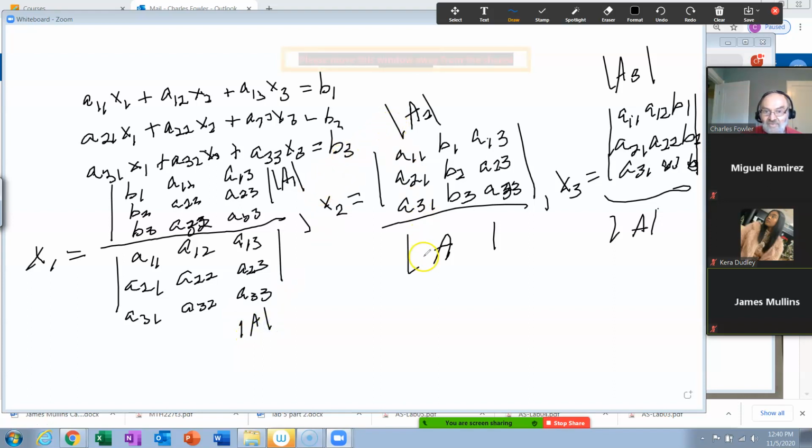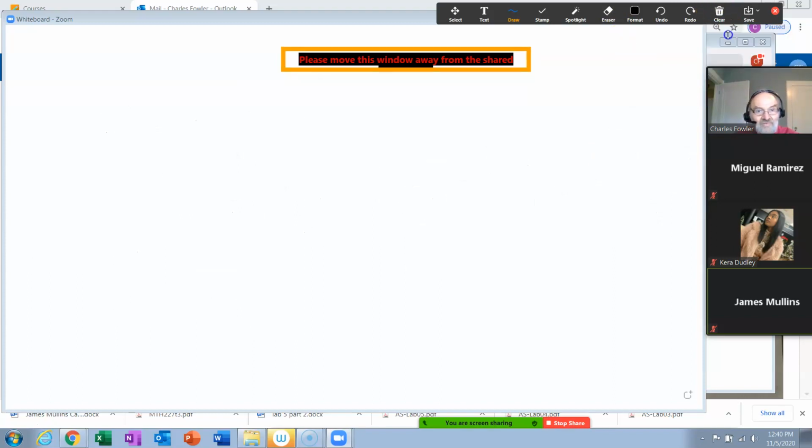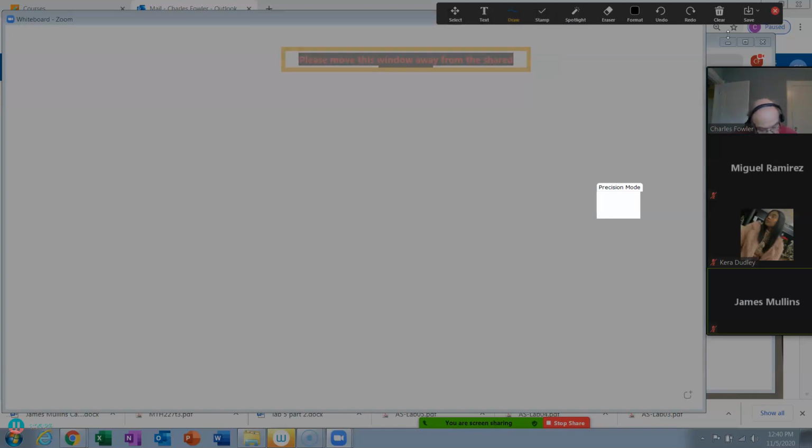x2 is the determinant of A2 over the determinant of A, and x3 is the determinant of A3 over the determinant of A. Okay, now there's one more example here of Cramer's rule. Let's see if we can do it. Don't know if we're going to have time or not, but let's give it a shot. And you can go to LarsonLinearAlgebra.com for an interactive version of this type of example.